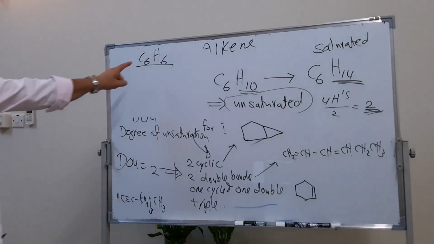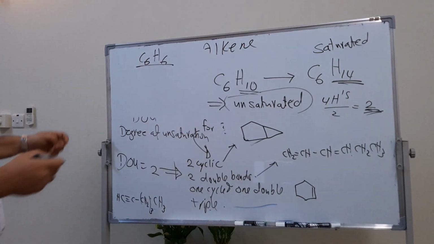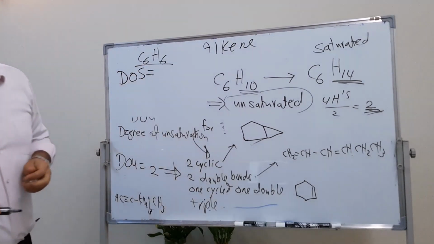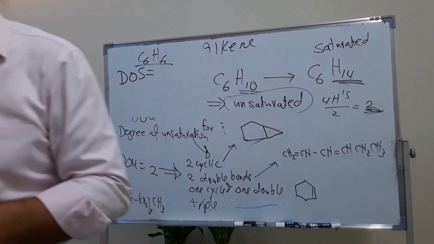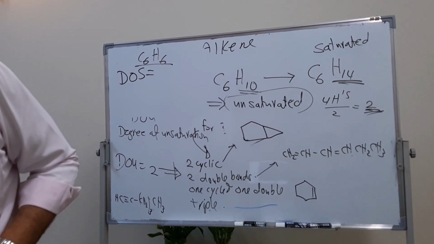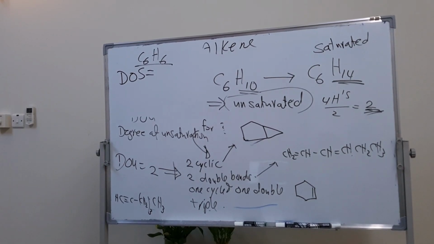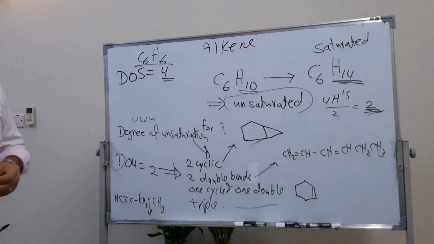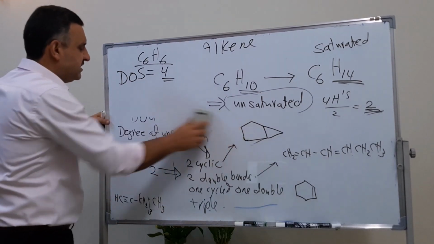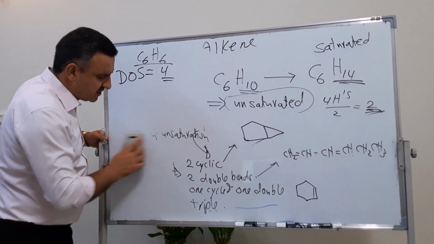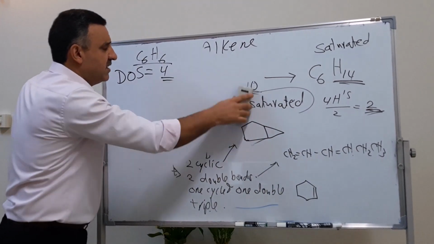What would be the degree of unsaturation of this compound? Equal how much for C6H6? Exactly, it is 4. Which means we have a high degree of unsaturation. Then what are the possibilities? Please give me any possibilities. What are the possible structures actually of this compound?